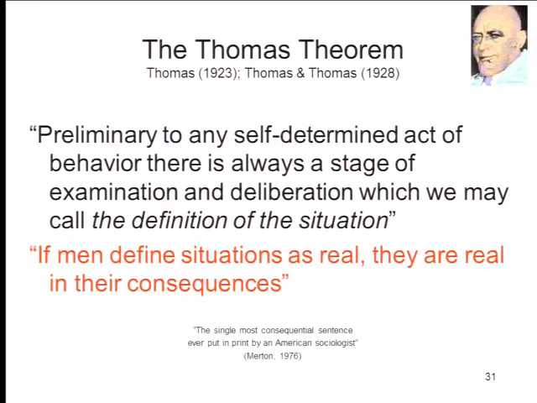It was first articulated by a sociologist named Thomas, actually a husband and wife pair of sociologists, Thomas and Thomas, and it's so famous it's got a name. It's called the Thomas theorem, which basically says there's always a stage in which we call the definition of the situation. If men, by which he means people, if men define situations as real, they are real in their consequences.